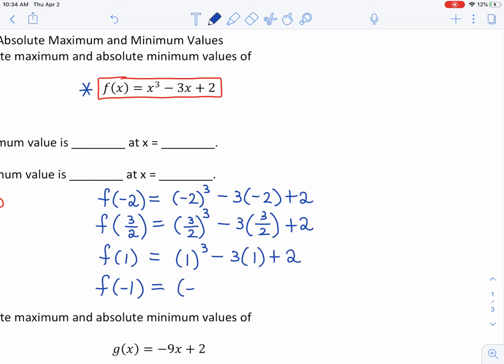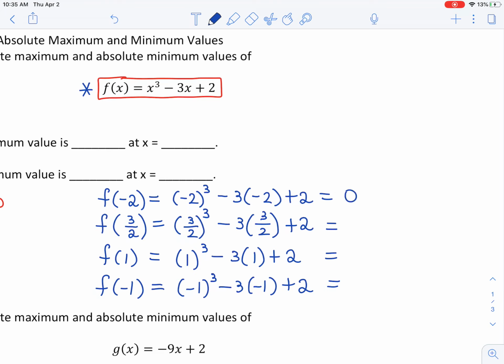I'm just plugging in these values into my f of x. And lastly, negative 1 cubed minus 3 times negative 1 plus 2. All right, let's get these y values. Ready? Okay. I'm typing these into my scientific calculator. You should try them with me too. In case I make a little mistake, it will be great if you let me know.